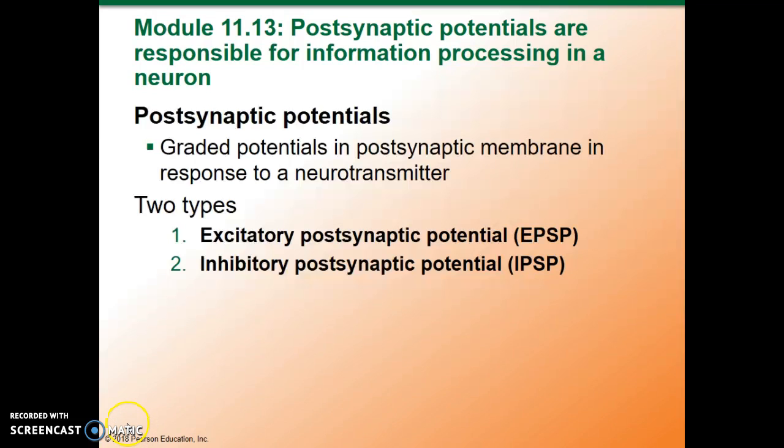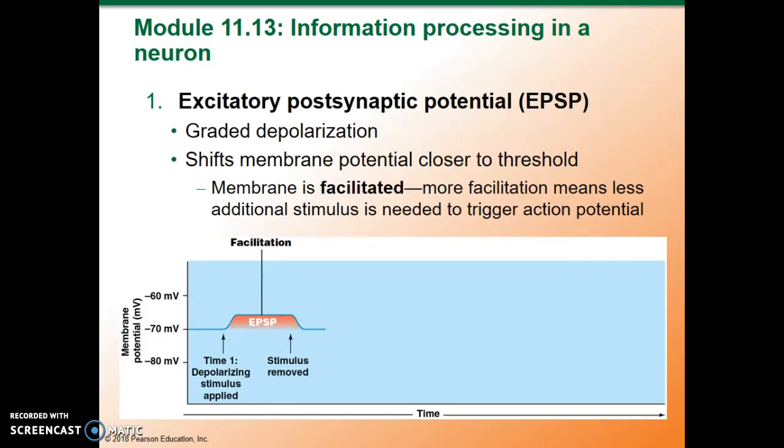So one of these is a go signal and one of these is a stop signal, and I'm sure you can figure out which is which. The excitatory postsynaptic potential, EPSP, is a graded depolarization, and it shifts the membrane closer to the threshold. This means that the membrane is facilitated, and the more facilitated it is, the more likely it is to trigger an action potential.